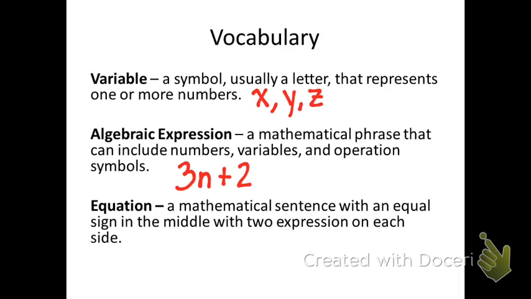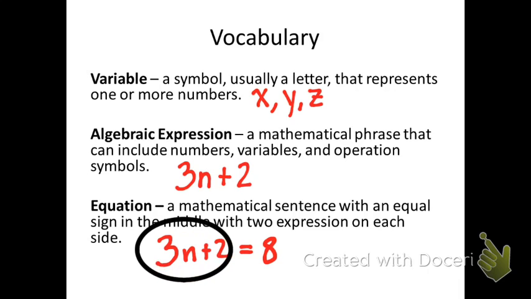An equation, on the other hand, is a mathematical sentence with an equal sign in the middle and with two expressions on the outside. So, for example, I could take this same expression, 3n plus 2, and add an equal sign and make this equal to 8. And all of a sudden, now I have an equation. Even though I have my original expression right here on the left, the 8 is there, and the equal sign making it an equation.